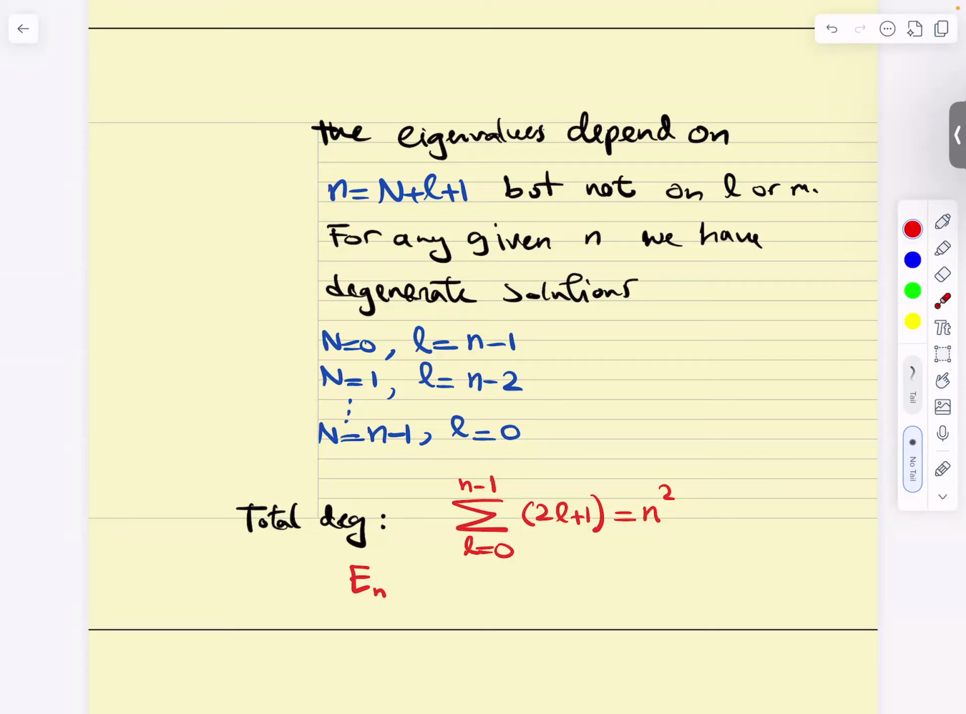What is the largest that it could be? N can be n minus 1. This is L equals 0. For every given n, there is a state with no angular momentum, and as you increase the angular momentum, you could also still arrange for the same energy. So these are all states of the same energy. How many of them are there? Let's sum them up. There's n squared of them. So there's a lot of degeneracies.